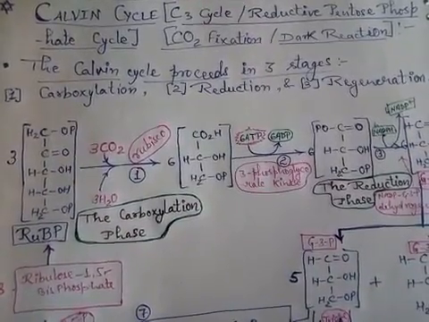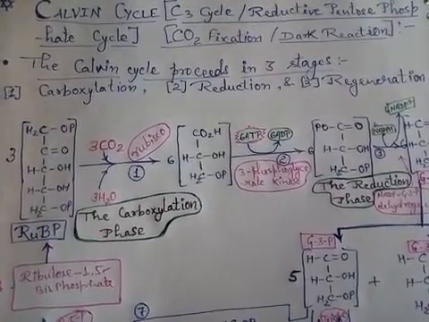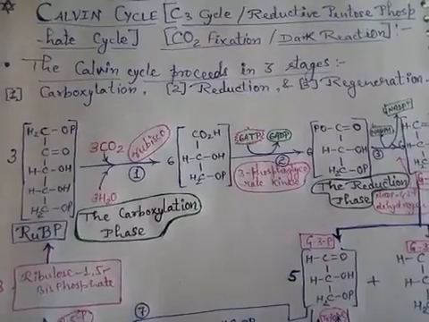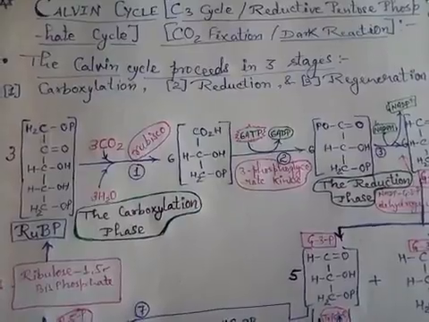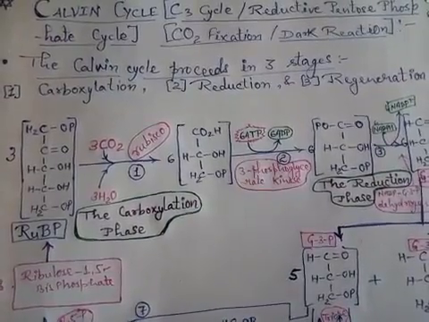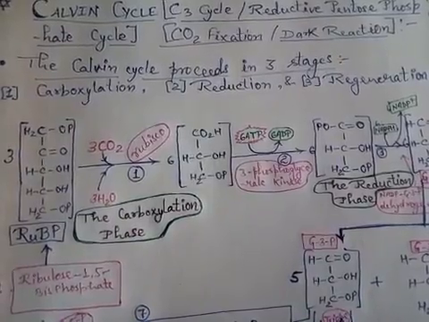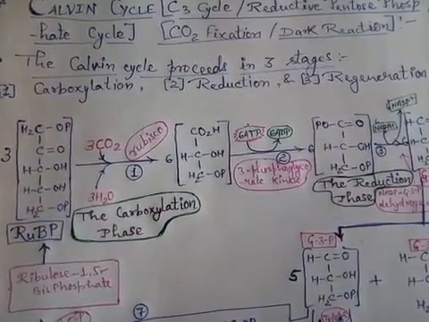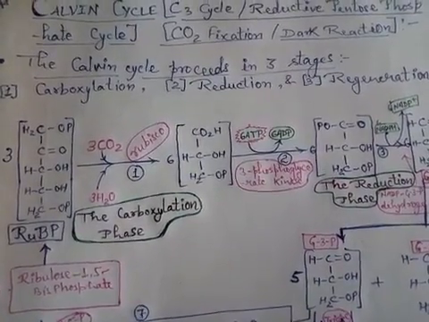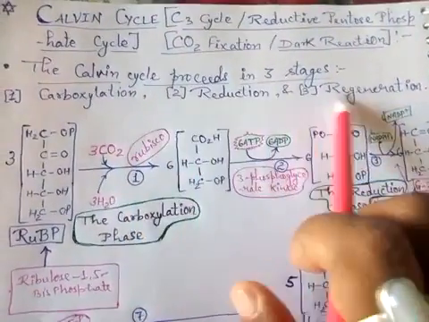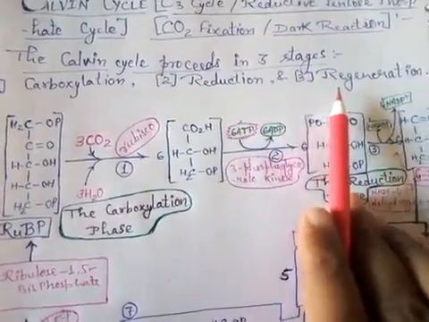We have to discuss the Calvin cycle and the energy used in the Calvin cycle. It is also known as the C3 cycle, the most relevant CO2 fixation pathway of C3 plants. It is also known as the dark reaction or reductive pentose phosphate cycle. The cycle proceeds in three phases: first carboxylation, second reduction, and third regeneration.